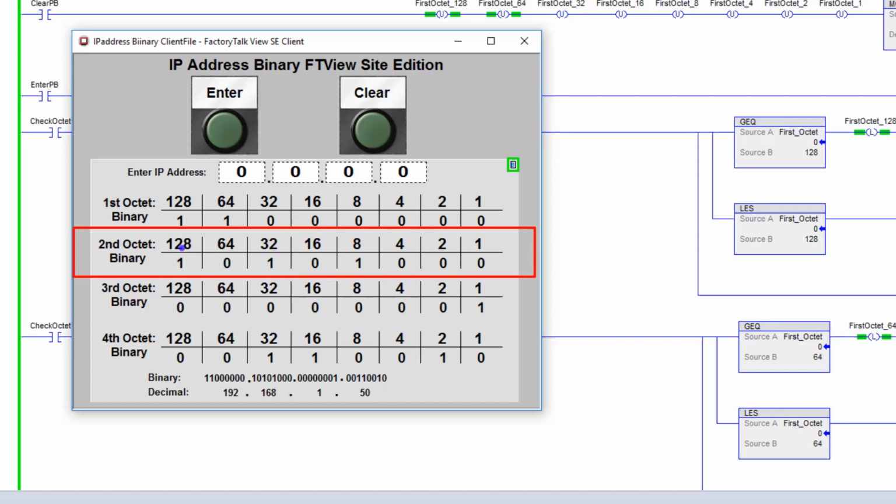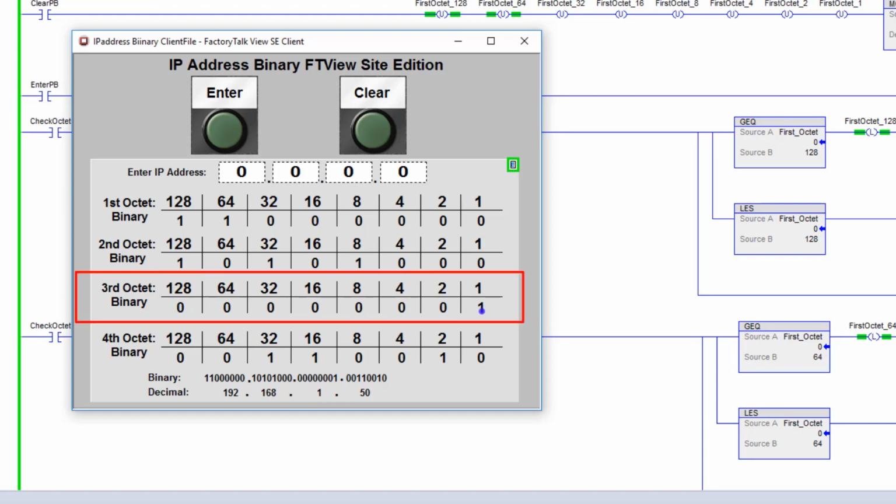So is 168 equal to or greater than 128? Yes, it is. So that's a 1. Is the remainder equal to or greater than 64? No, it's not. Is it equal to or greater than 32? Yes, it is. That's a 1. Is it equal to or greater than 16? No. And is it equal to or greater than 8? At that point it is, and that's the end of it. So the binary of that second octet is 10101000. All right, so the last one we have, the third octet, is 1.